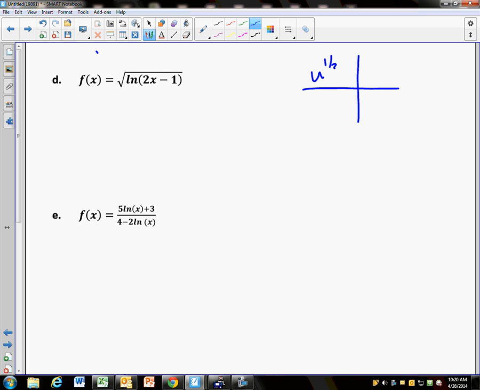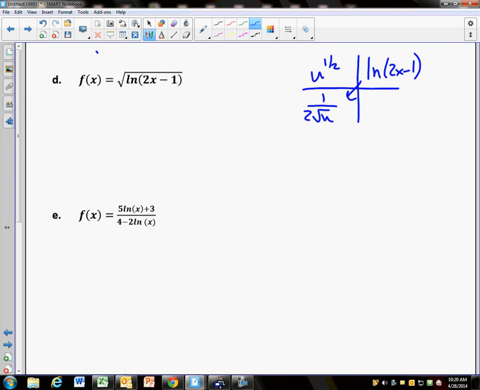Good. U to the 1/2. Liz sees it. What's the inside function? Yep. So we'll have to do the chain rule again. You'll see though that the chain rule for natural logarithms is very simple. What's the derivative of u to the 1/2? Yep, you guys remember that? 1 over 2 roots of u.